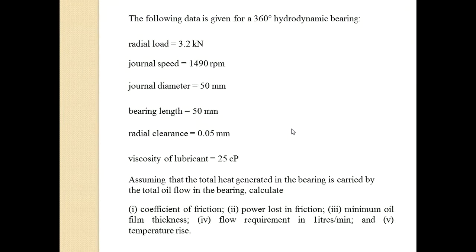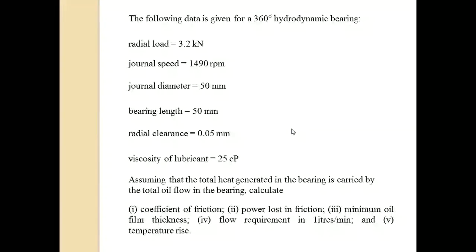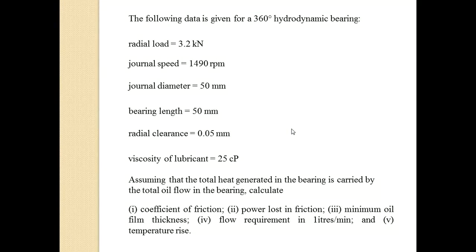Okay, now see here. Data is given for the 360-degree hydrodynamic bearing. That means it is a full bearing. We have seen the two bearings, partial and full bearing. So the full bearing is 360 degrees, and for the partial bearing, this angle is less than 180, that means around 120 degrees. Now for the full hydrodynamic bearing.